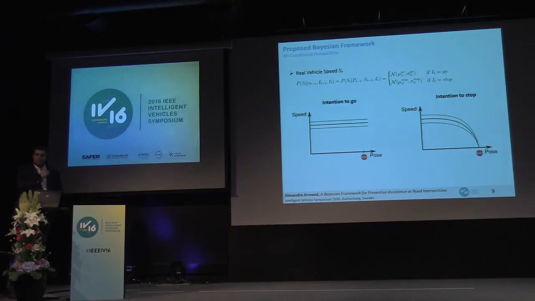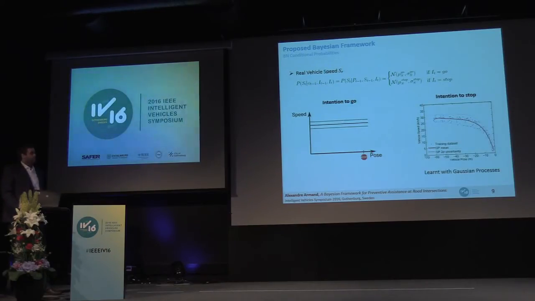But actually we know that every driver is different, so 2 drivers will not decelerate in the same manner. This is why we propose to include such features in the Bayesian network. So we propose to learn how drivers usually decelerate when they approach an intersection. And for this purpose we used Gaussian processes, so we took some training data. You can see them with the blue dots here. And we used the Gaussian processes to model the average profile with uncertainties. So it's shown here in red.